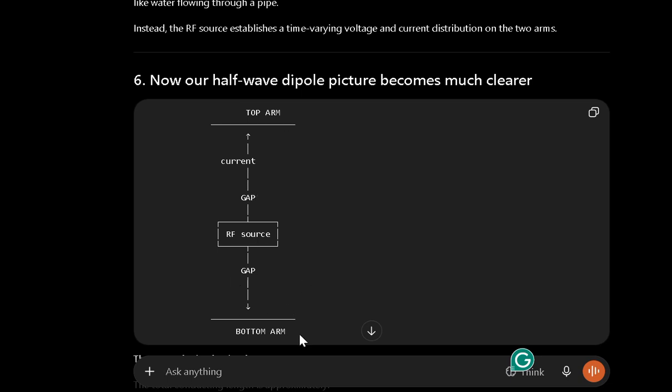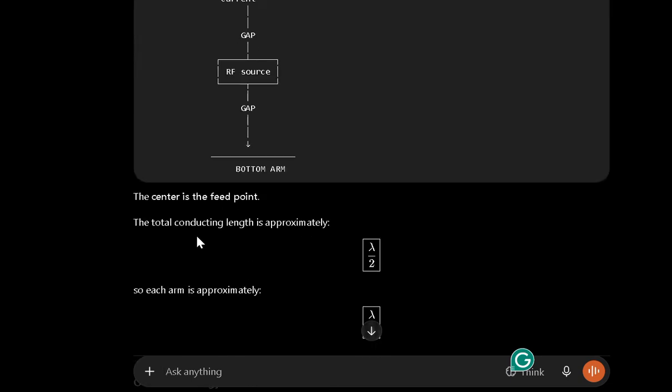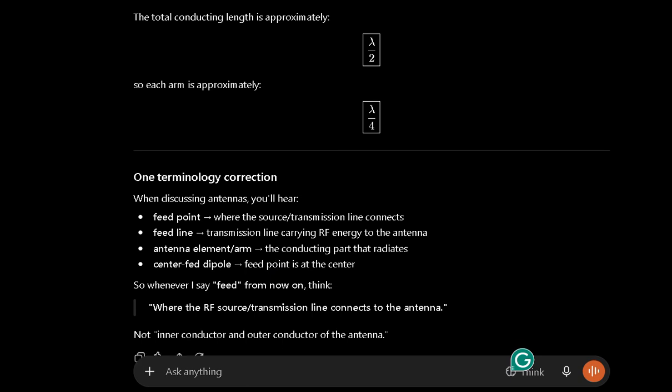The center is the feed point. The total conductor length is approximately lambda by 2, so each arm is approximately lambda by 4. The feed point is where the transmission line carrying RF energy connects to the antenna.